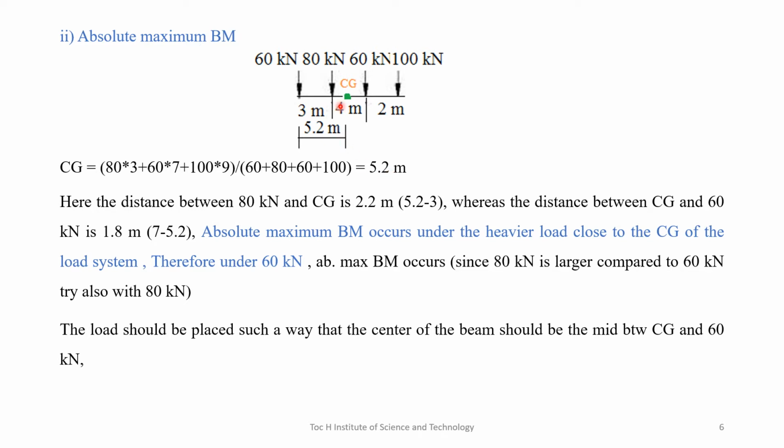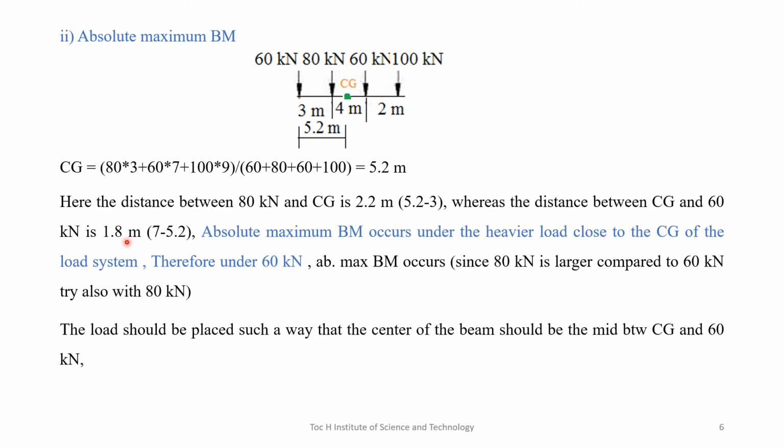Okay, so the center of gravity occurs somewhere here, and the distance between this 80 kilonewton and center of gravity is obtained as 5.2 minus 3, and also the distance between center of gravity and this 60 kilonewton is just 1.8 meters. So here you can see that the distance between 80 kilonewton and center of gravity is 2.2 meters, whereas the distance between center of gravity and 60 kilonewton is 1.2 meters.